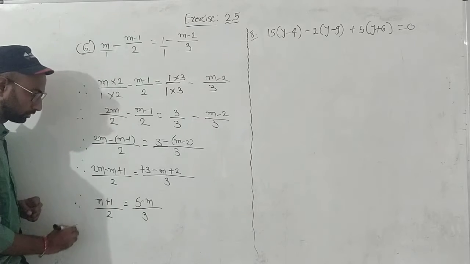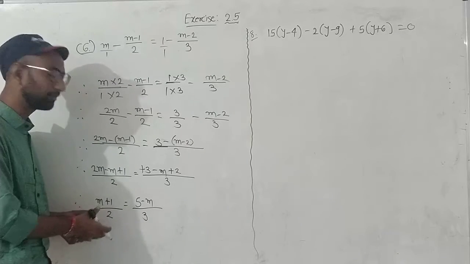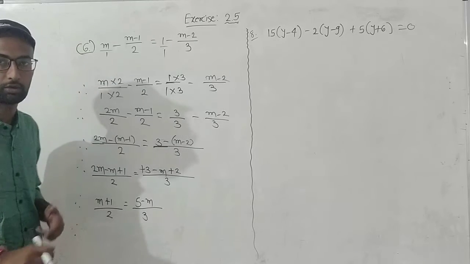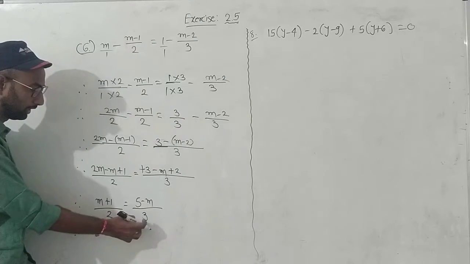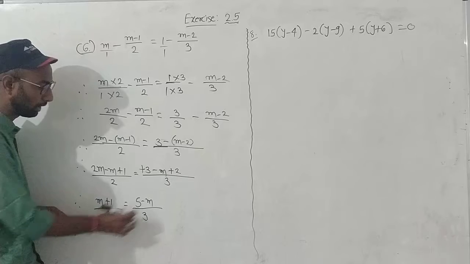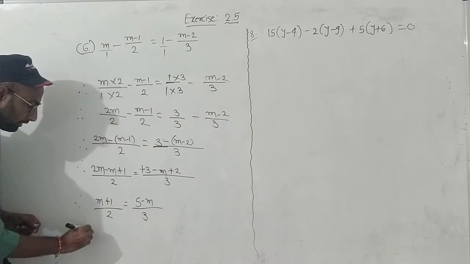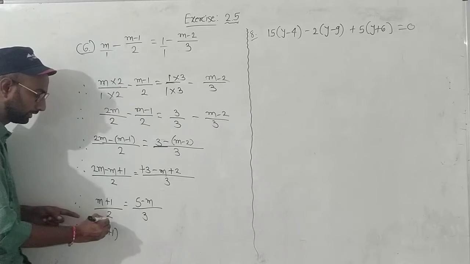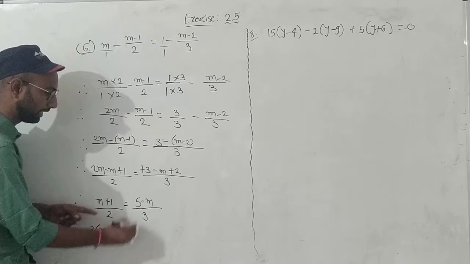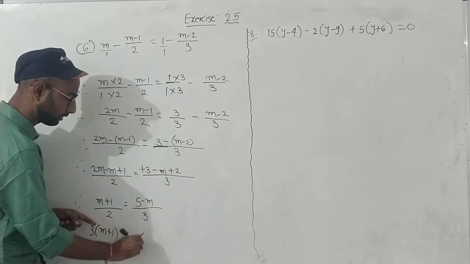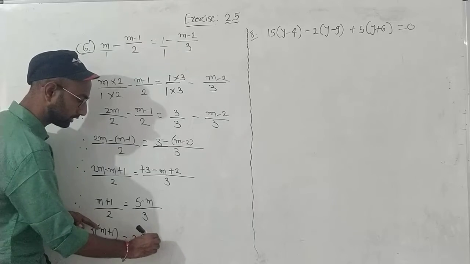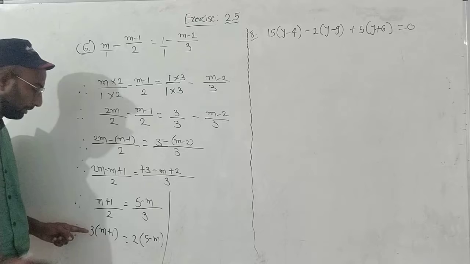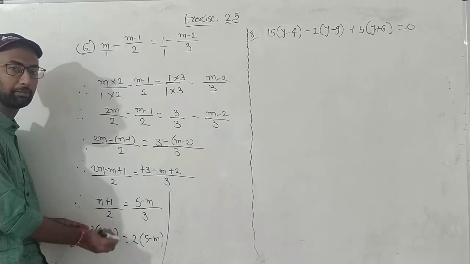Okay. So now what you need to do, again we have come at that place where we used to do a cross multiplication. Okay, तो हमें क्या करना है? क्रॉस मल्टीप्लिकेशन. 3 का मल्टीप्लिकेशन इसके साथ और 2 का मल्टीप्लिकेशन इसके साथ. 3 will be multiplied by m plus 1 and these 2 will be multiplied by 5 minus m. Then 3 का मल्टीप्लिकेशन m के साथ और 3 का मल्टीप्लिकेशन 1 के साथ.